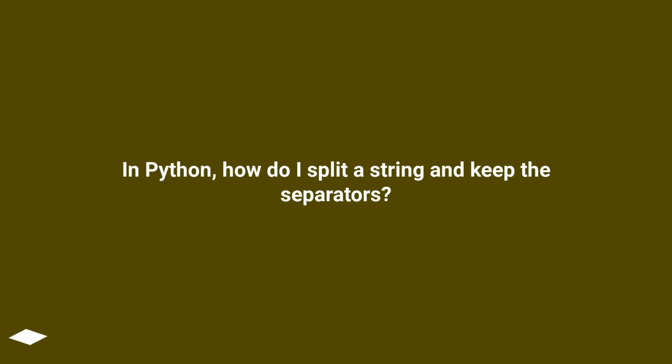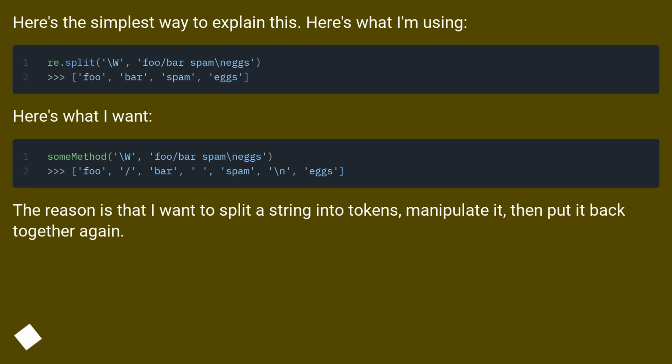In Python, how do I split a string and keep the separators? Here's the simplest way to explain this. Here's what I'm using. Here's what I want. The reason is that I want to split a string into tokens, manipulate it, then put it back together again.